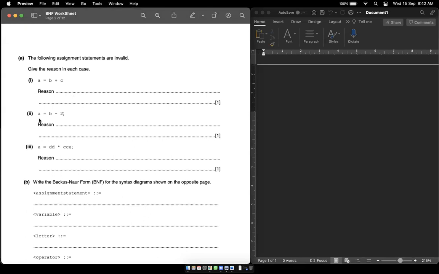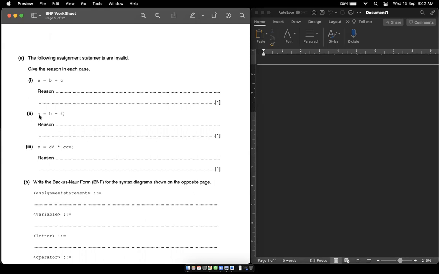Now let's move on to the second statement. Okay, we got A is equal to B minus 2 and ending with a semicolon. So, in this version, we do see a semicolon. So it's correct in that sense, but it does have some problem. That's why it's invalid. Now, let's start looking at it from the left because that's how the compiler will be looking at it.